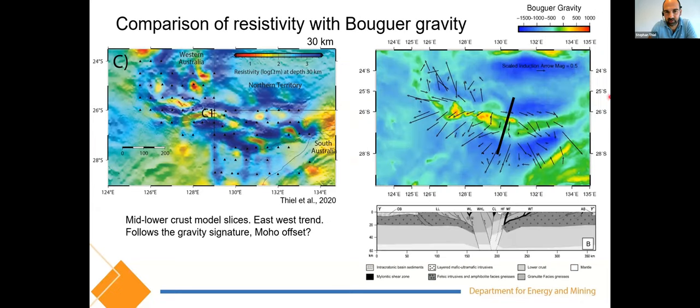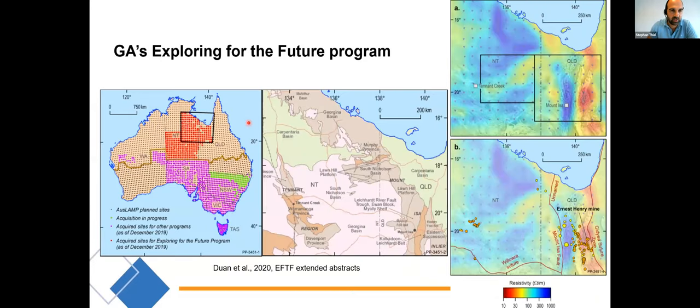And you can see that here on the right-hand side, I'm showing the gravity highs, which have been modeled as a Moho uplift. And again, this correlates really quite nicely with some of the lower crustal conductors that we're seeing. So really you are seeing an imprint of interplate deformation within the Australian continent, or a buckling of the Australian plate.